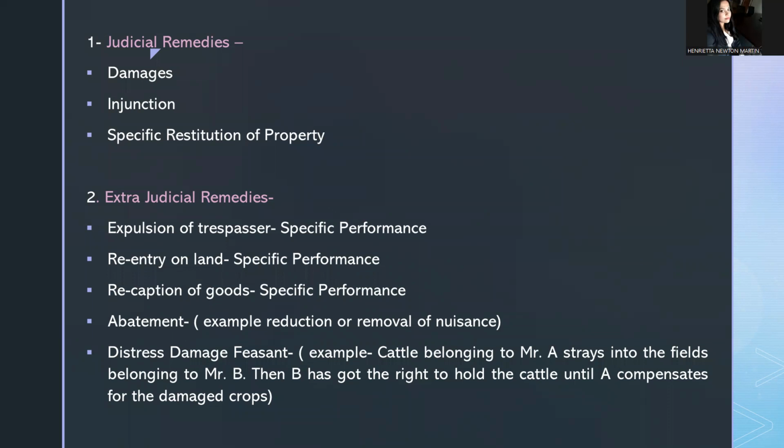Abatement, that means either you ask someone to reduce the nuisance or remove the nuisance, abatement. Then there is distress damage feasant. That is the example that I gave you about cattle belonging to someone, where the person has got the right to hold back the property till the person compensates for the damaged crops. That comes under distress damage feasant. So these are extrajudicial remedies. And judicial remedies, where you can knock the doors of the court, are damages, injunction, specific restitution of property.